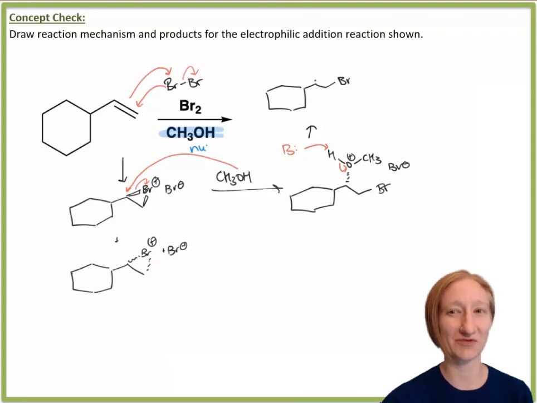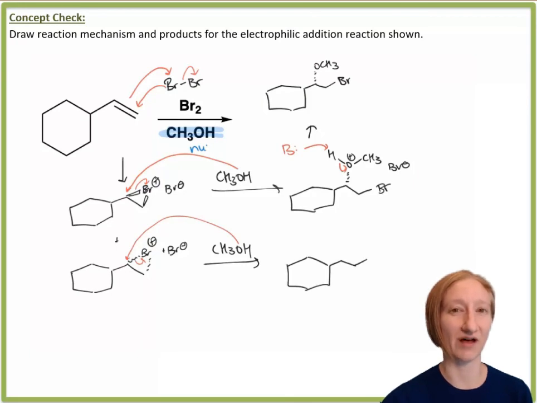In the final step of the reaction, a base, here maybe another methanol, will deprotonate the intermediate to form the ether product. Finally, we conduct the same sequence of steps on the other stereoisomer of the intermediate to form the other enantiomer of the product.